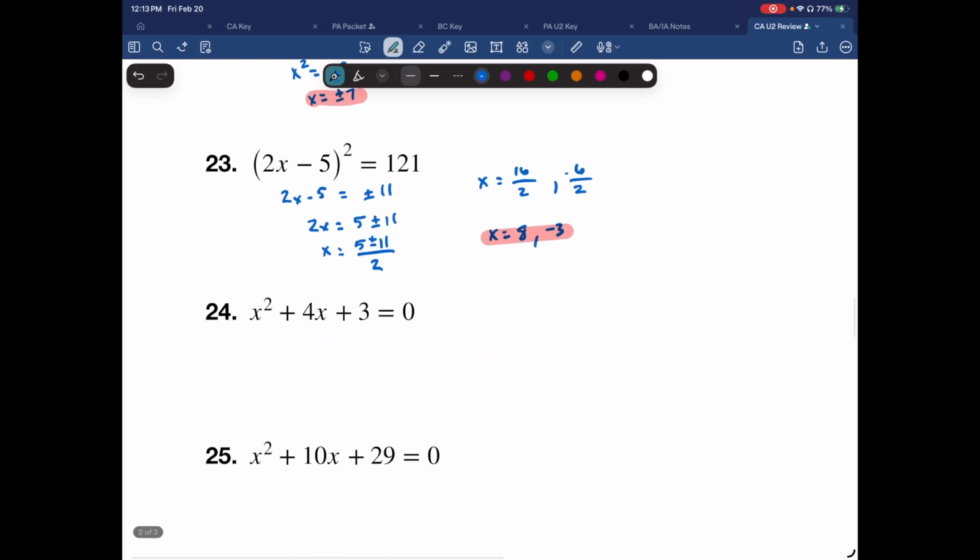Okay, on 24, again, we're just factoring. So we have x and x.